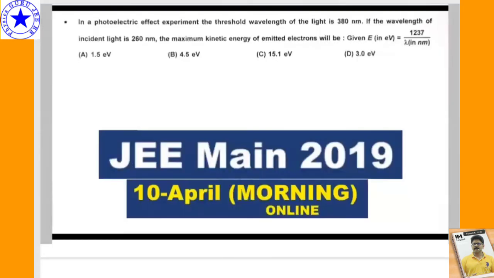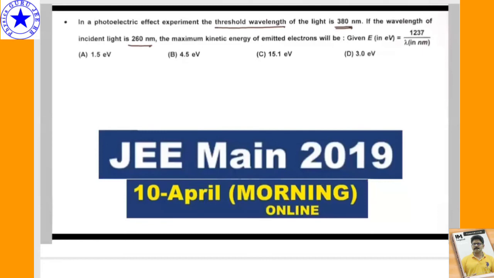Okay, now JEE Mains 2019, 10th April morning online. In a photoelectric effect experiment, the threshold wavelength is given as lambda naught, 380 nanometers. If the wavelength of the incident light is 260 nanometers, then what is the maximum kinetic energy? We want to calculate the maximum kinetic energy.